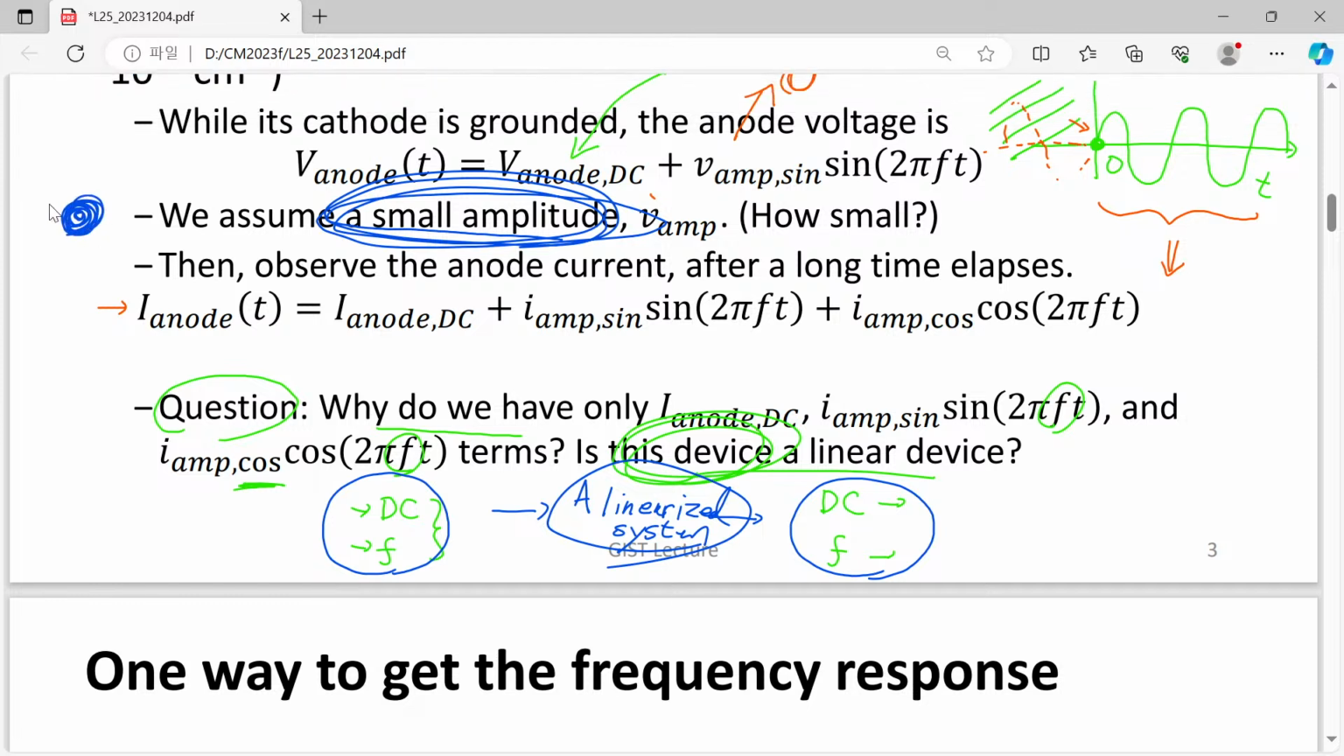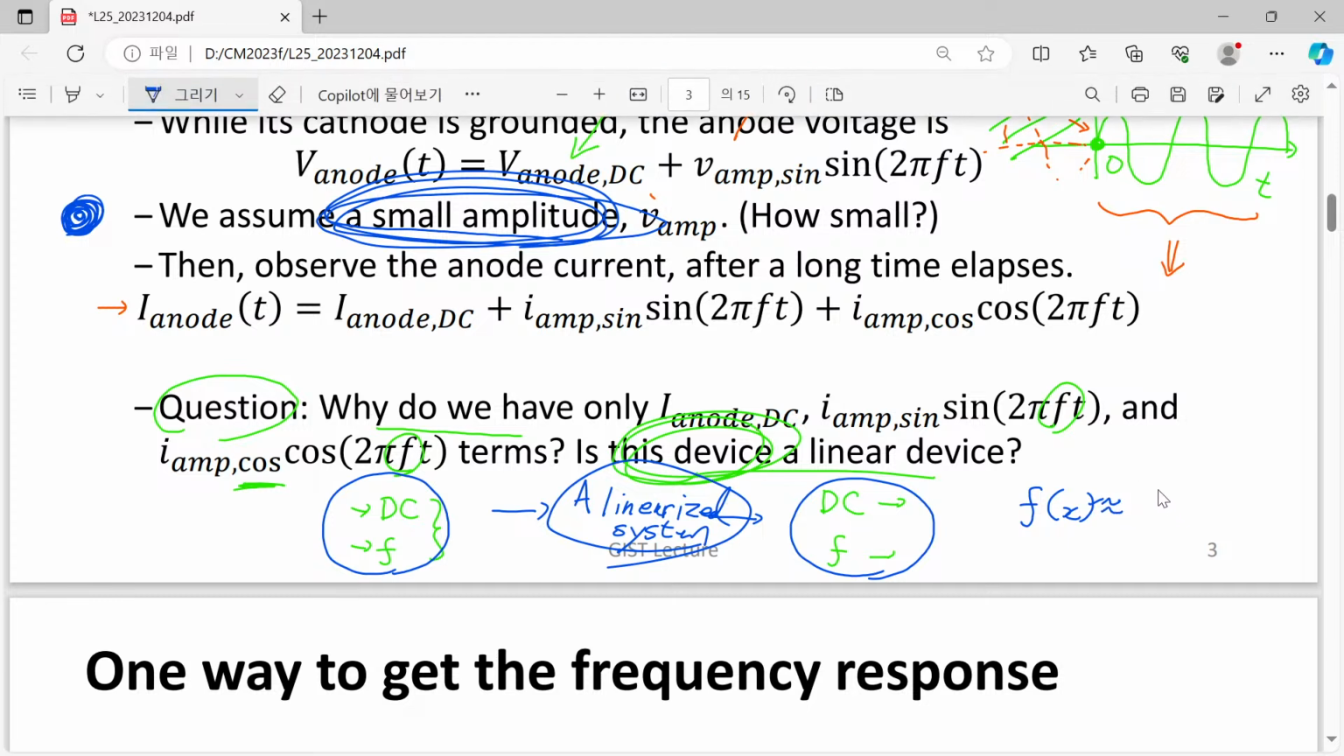When we have a small amplitude, then even for this highly nonlinear system, we can make a certain linearization. So although you have a certain function f of x, you can always try to build a Taylor expansion. So like that, f evaluated at your operating point, and you can say that df over dx times delta x. This is the linear approximation for any arbitrary function.